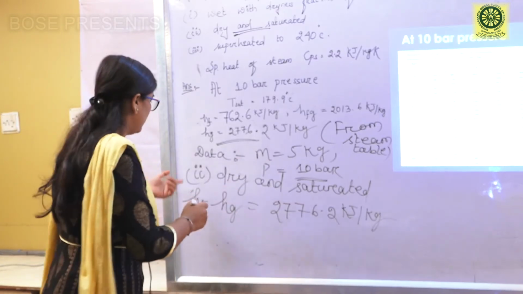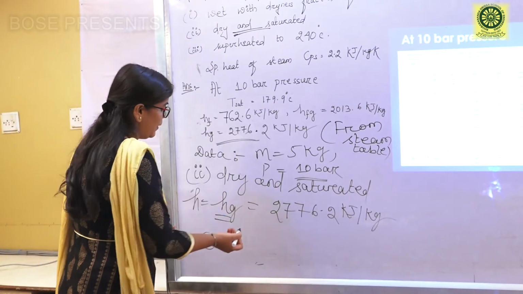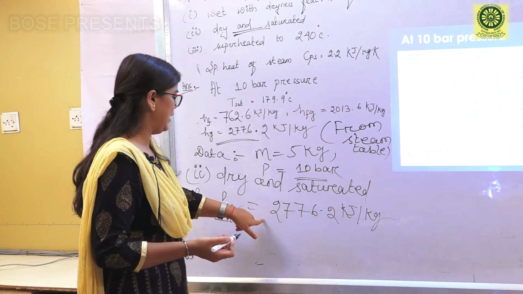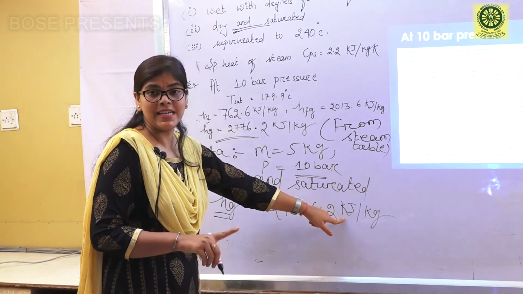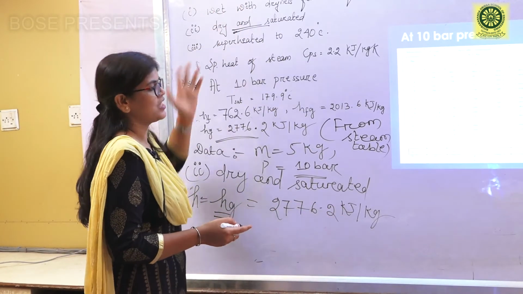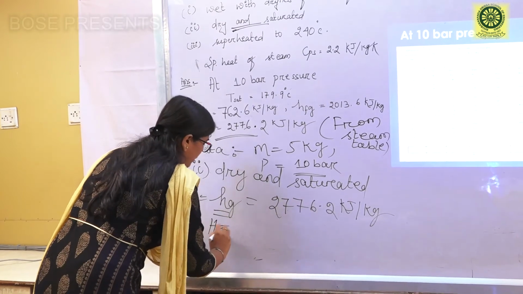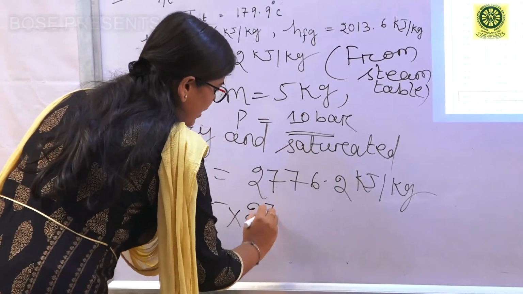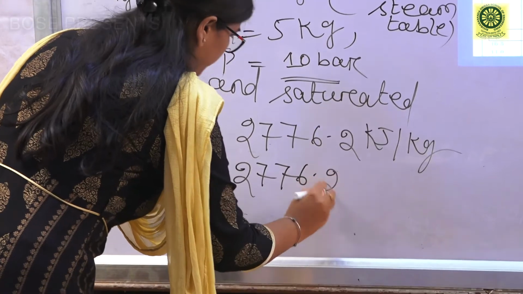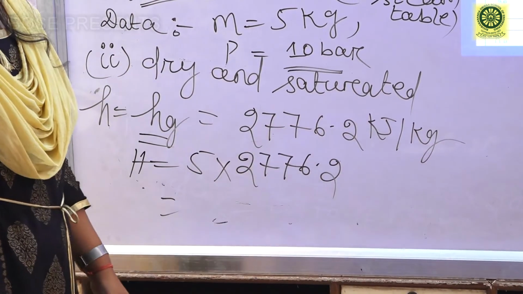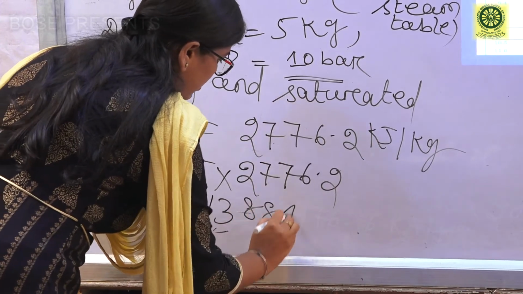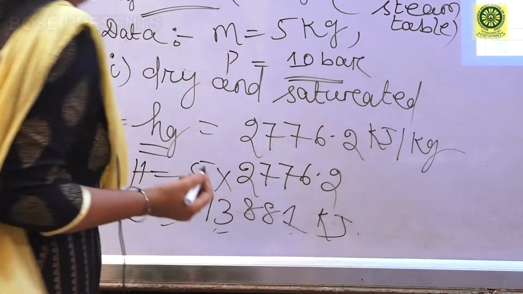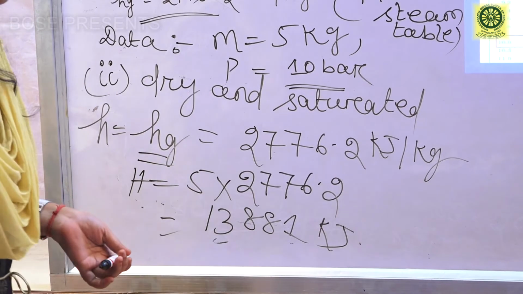Here it is not completed yet because I have only found the enthalpy for 1 kg of steam. And in my question it is 5 kg, so I have to multiply 5 into 2776.2 and it will be 13881 kilojoule. So this is for dry and saturated.